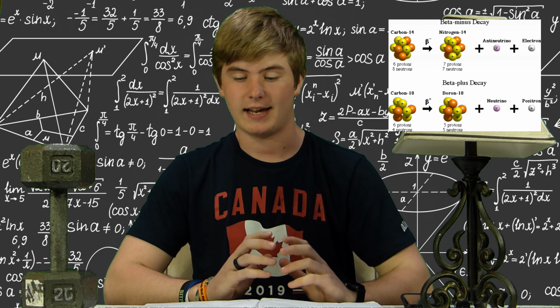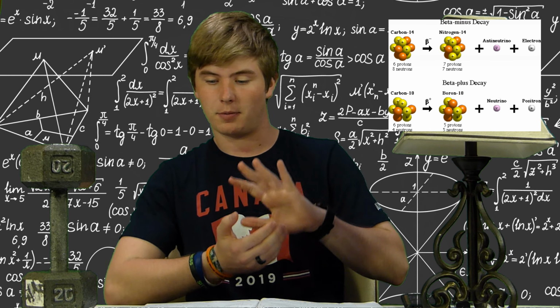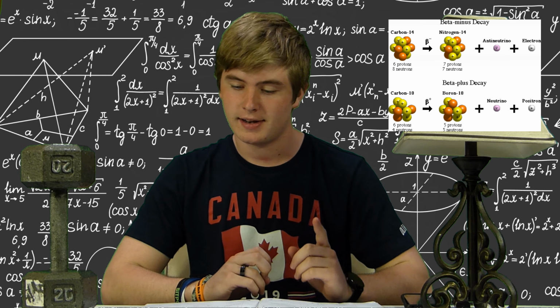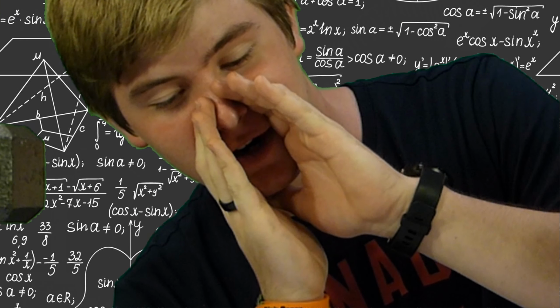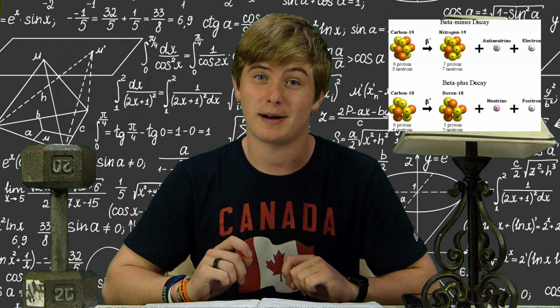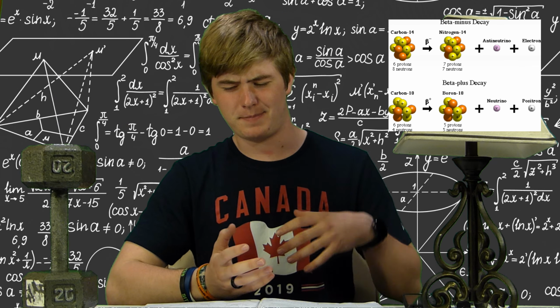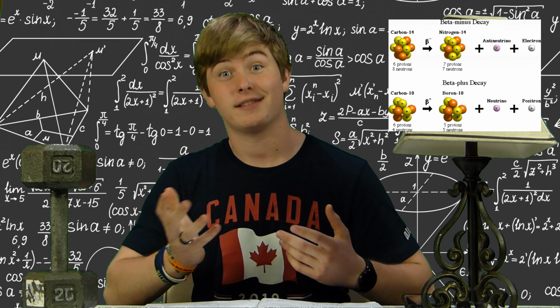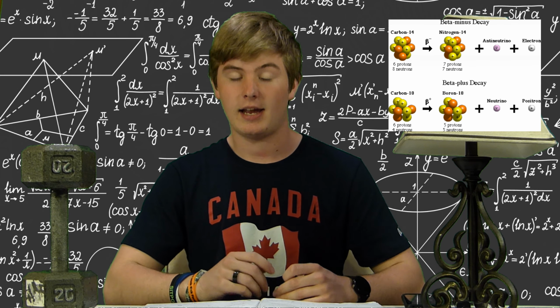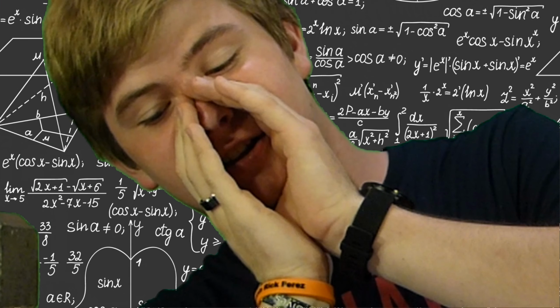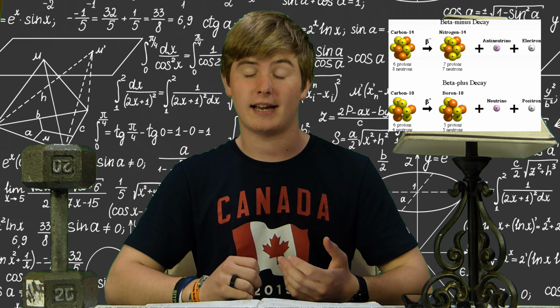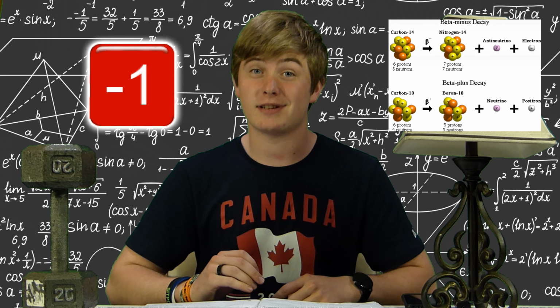During beta minus decay, a neutron turns into a proton and releases an electron and an antineutrino. Neutrinos are just tiny neutral particles. This causes the atom to gain a proton and increase its atomic number by 1. And beta plus decay is basically the opposite, where a proton this time turns into a neutron, and in doing so, emits a neutrino and a positron. Positrons are just the antimatter counterpart to the electron. And after beta plus decay, the atomic number decreases by 1.